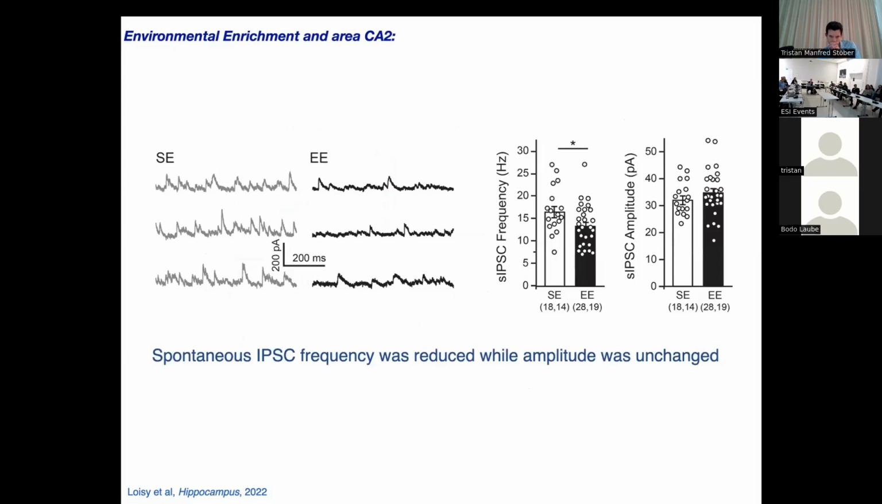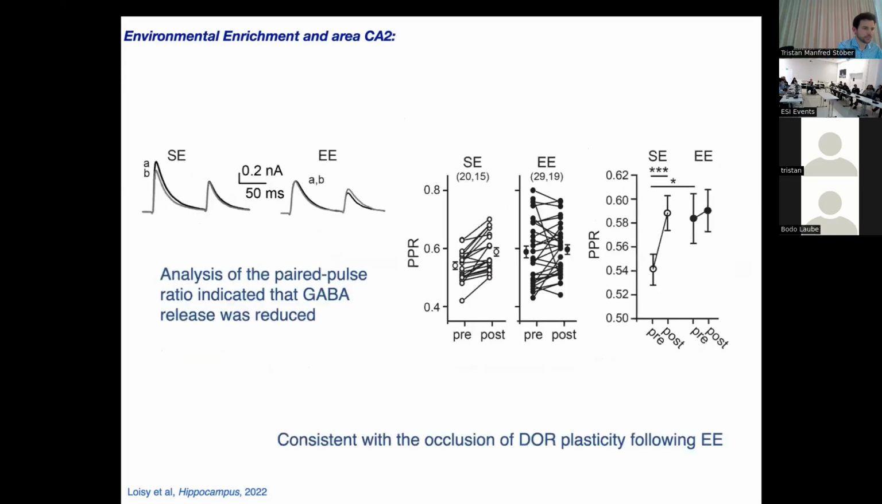And another prediction you could make if GABAergic transmission is reduced is that you can look at the spontaneous inhibitory postsynaptic current frequency. And what we found was that compared to standard housing, in the environmentally enriched mice the frequency of these spontaneous events was decreased, while the overall amplitude was unchanged. Again, this is consistent with reduced GABAergic transmission. And again, the textbook analysis of the paired pulse ratio, right? If you give 2 pulses and you look at the same synapses, take the ratio of transmission.